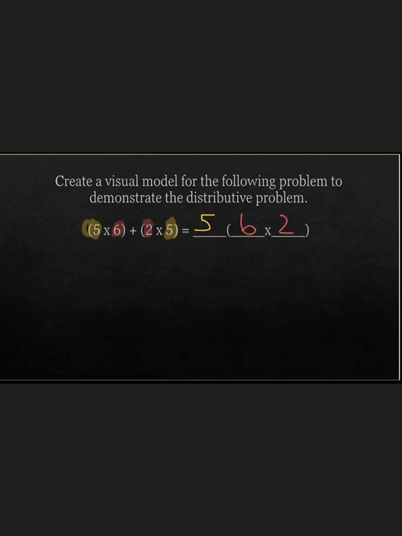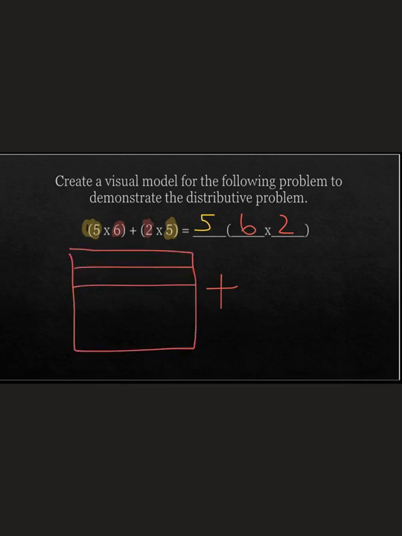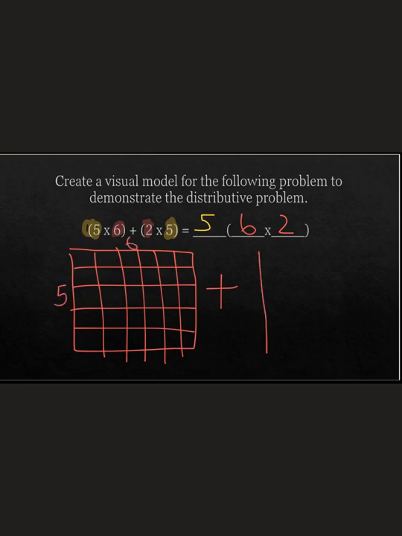6 and 2. So your model, plus sign in between, should have been a 5 by 6. Like that, 5 by 6, plus a 5 by 2. So please make sure your answer matches mine.